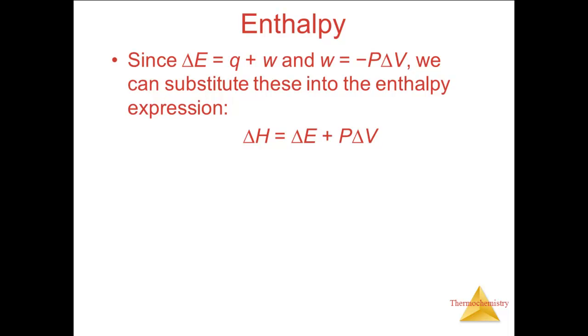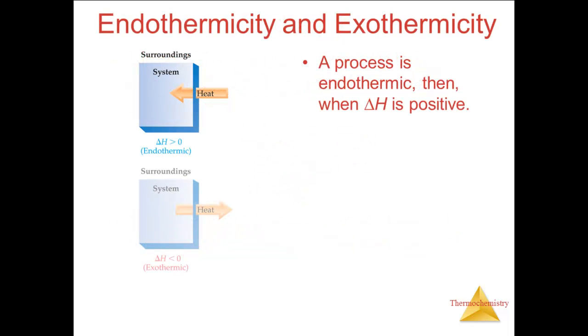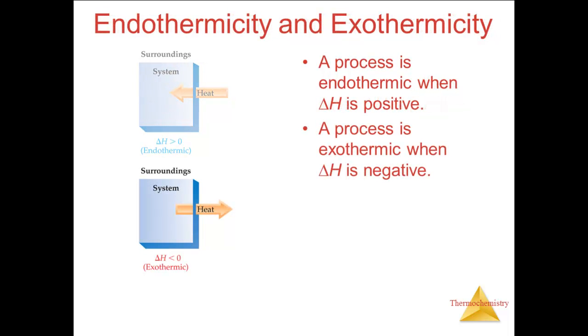Substituting Q plus W for delta E, and minus W for P delta V, we get delta H equals Q plus W minus W, which equals Q. So at constant pressure, the change in enthalpy is the heat gained or lost. So, for an endothermic process, one where Q is positive, delta H is also positive. And for an exothermic process, where Q is negative, delta H is also negative.